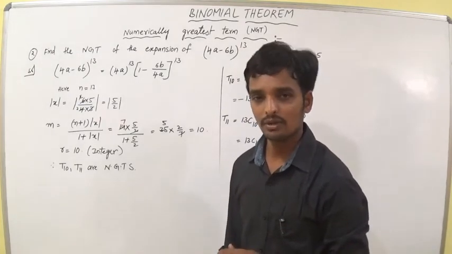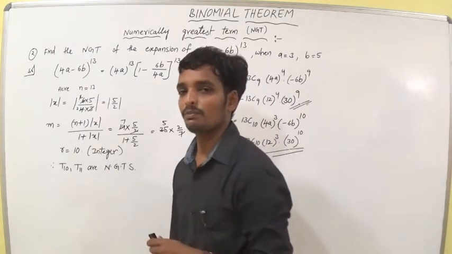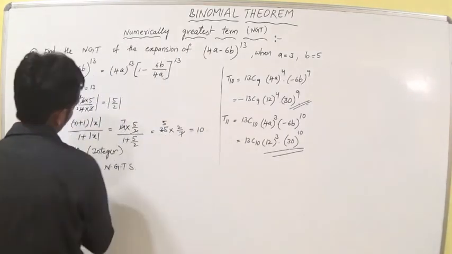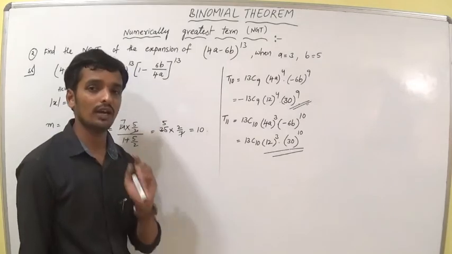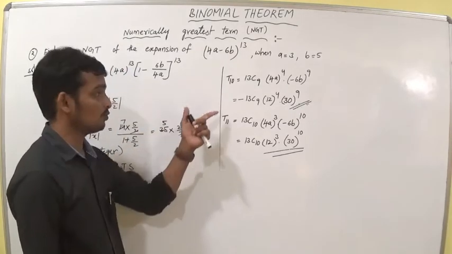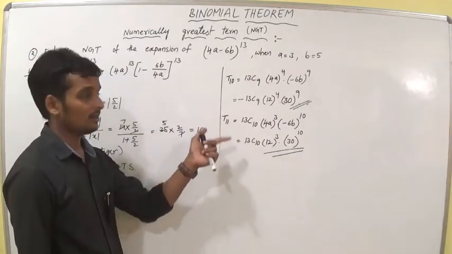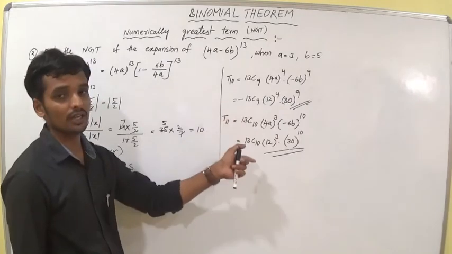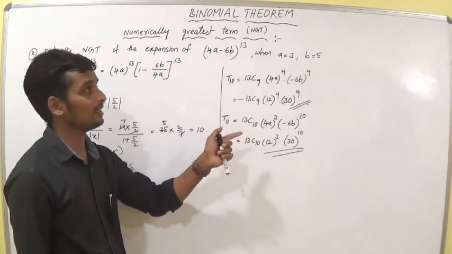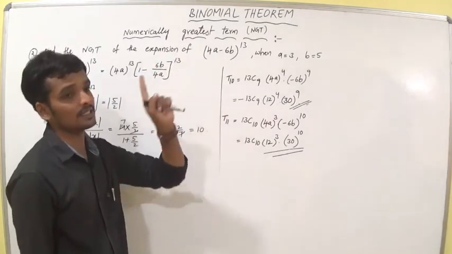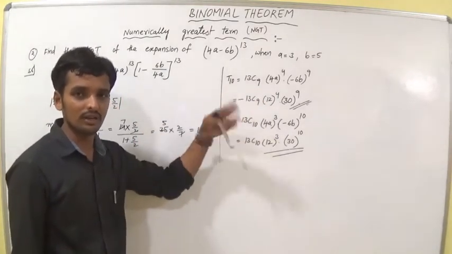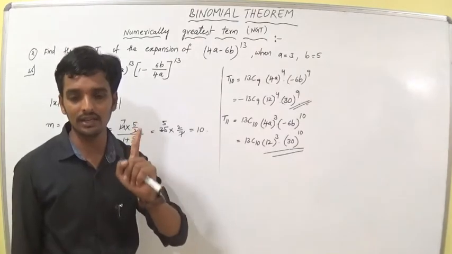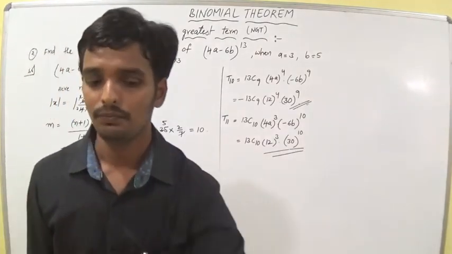Are you okay, students? So in the previous problem, the r value is not an integer. In that case, we can find only one value. In this case, two values are there, T10 and T11. These two are equal, but the numerically greatest term is only one. That is actually 2, but the value is equal. That's why we are telling there is only one value.